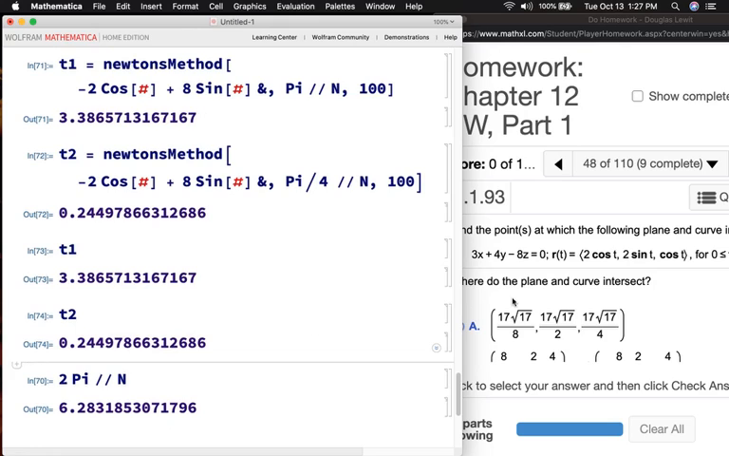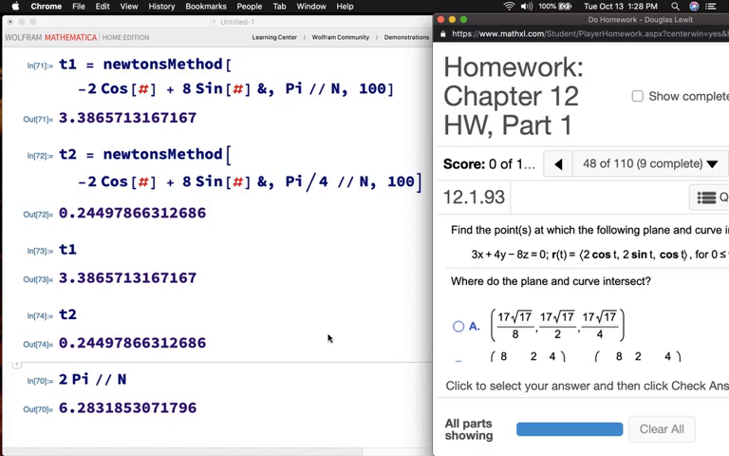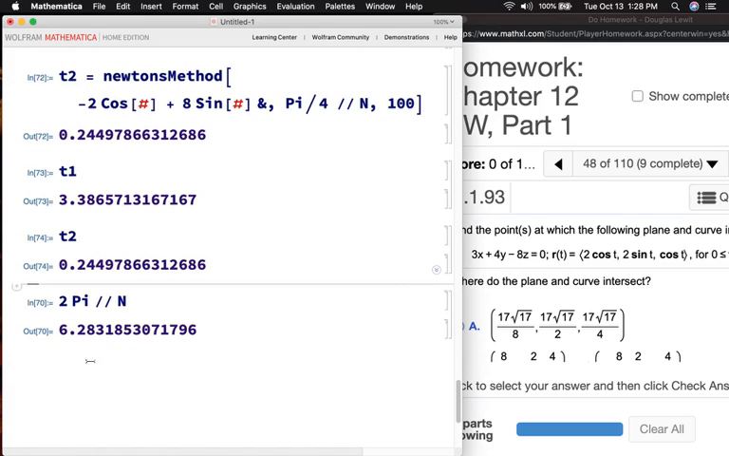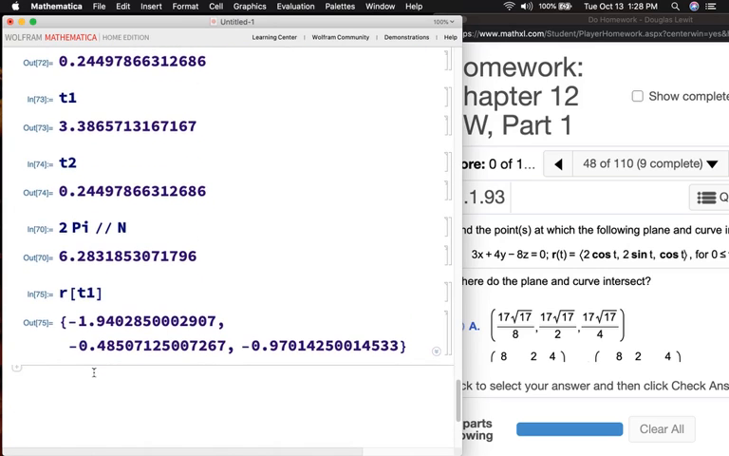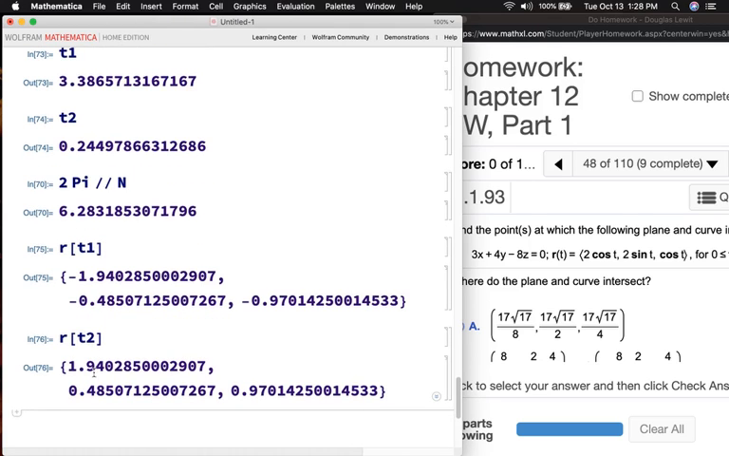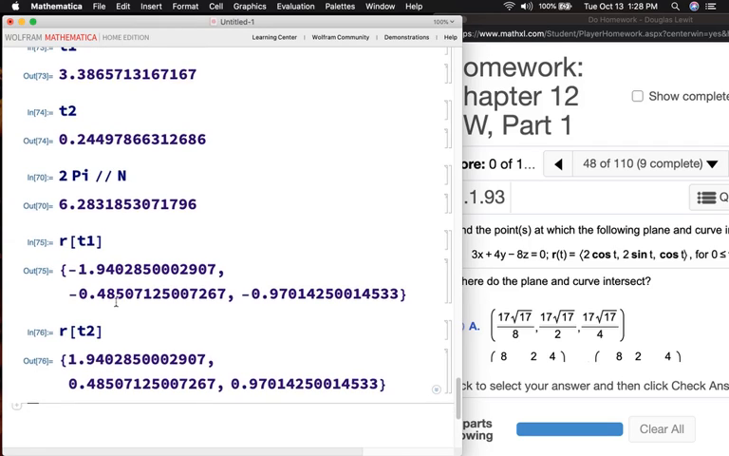Okay, now I'm going to have to look at the answers that they have. I go back to my equation. What is r of T1? And what is r of T2? I can see here that there are two answers, and actually they're simply negatives of each other. Negative 1.94, positive 1.94, negative 0.48, positive 0.48, negative 0.97, positive 0.97.